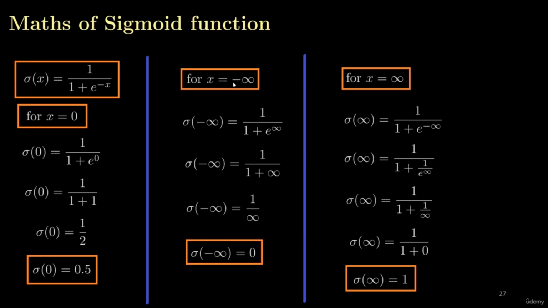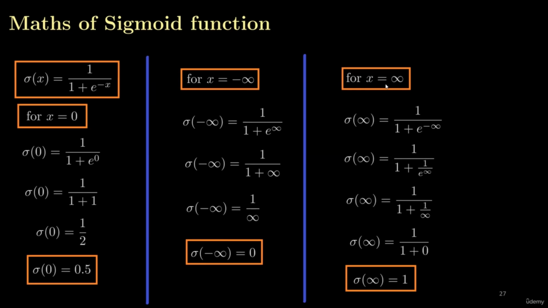If we pass a very large negative value to the sigmoid function, which is here minus infinity, then if I put x equals minus infinity, this minus and this minus will become plus, and I will get exponent raised to power plus infinity, which is equal to infinity. And if we add any number to infinity, we will get infinity. And 1 divided by infinity is equal to 0. It means if we pass a large negative number to the sigmoid function, we will get 0.